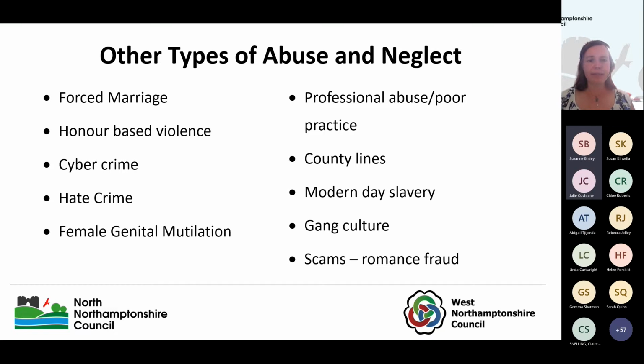We've got on there female genital mutilation, which tends not to happen to people as adults, it tends to happen to people when they're under 18, but it's something to be aware of. We've got professional abuse and poor practice. That quite often can come under organisational abuse, or it could come under neglect. So that could be from any kind of area. It might be a chiropodist not doing their job properly, or a hairdresser charging for services that they haven't done, those kinds of things.